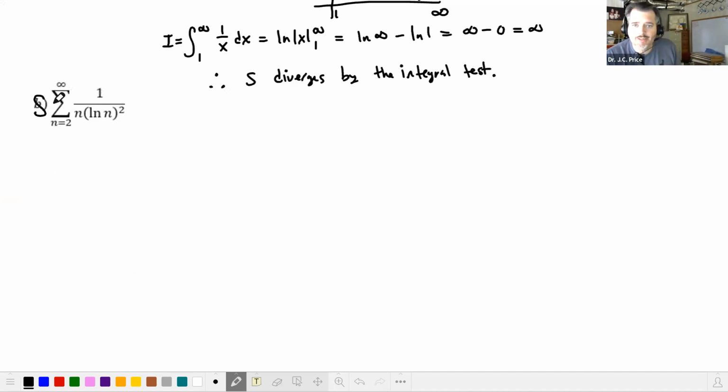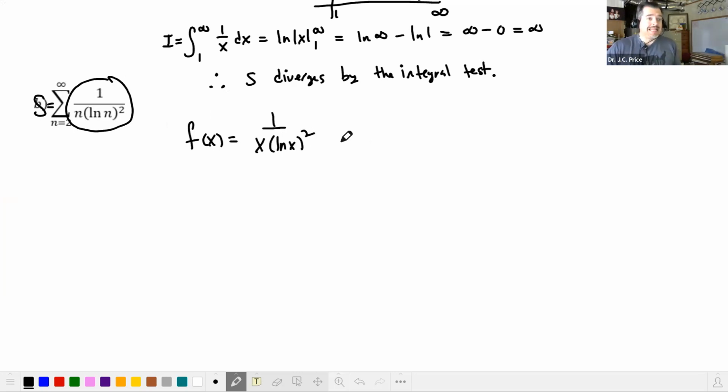We'll call this one S. And what do we want to do? So we define a function f of x to be equal to, you just take the terms of the series right here, so we have 1 over x times ln of x quantity squared. We want to say that this is positive and decreasing.